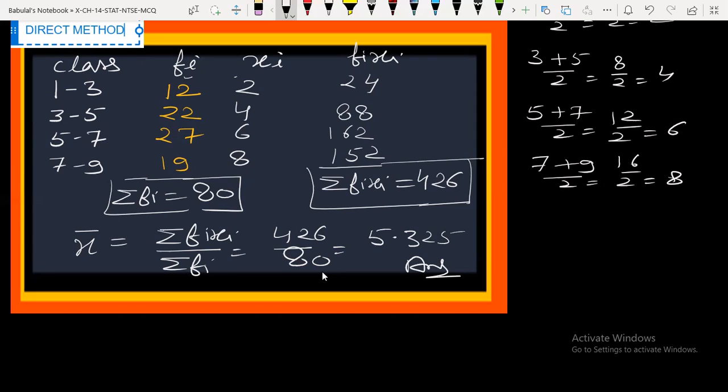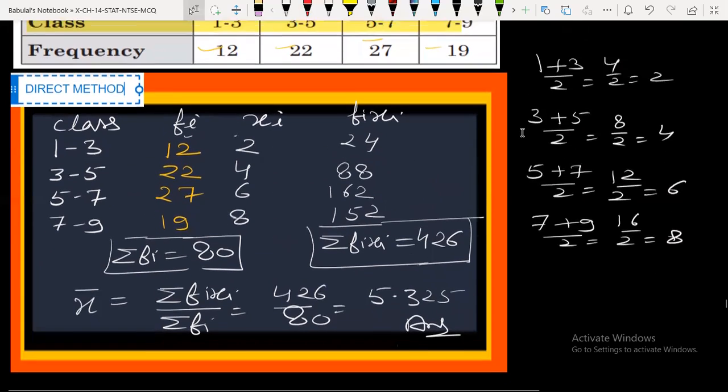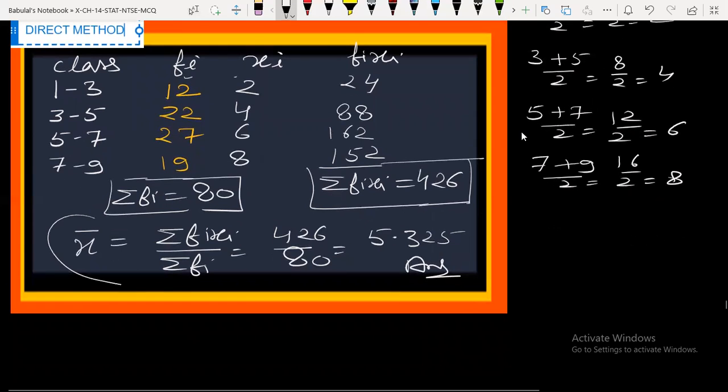So I think now the answer is very much clear to you. So the mean of the given observation is 5.325. Okay, this is the answer of this question number 2. We are calculating mean here using the direct method. The formula for the direct method is this: x bar is the symbol of the mean. So mean of the given observation is sum of all f and x divided by sum of all f, means sum of all frequencies. If this question is clear to you, we can go for the next question.